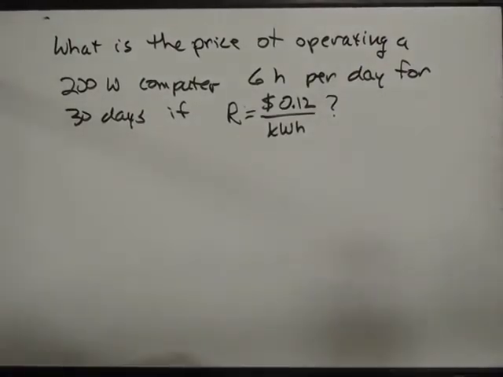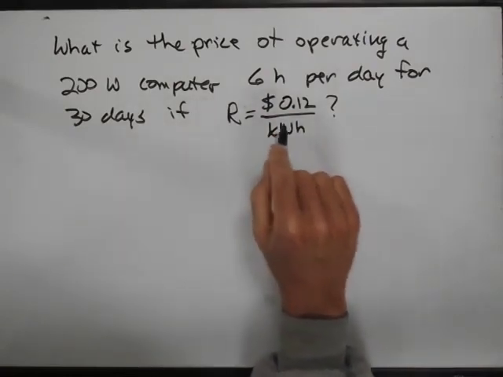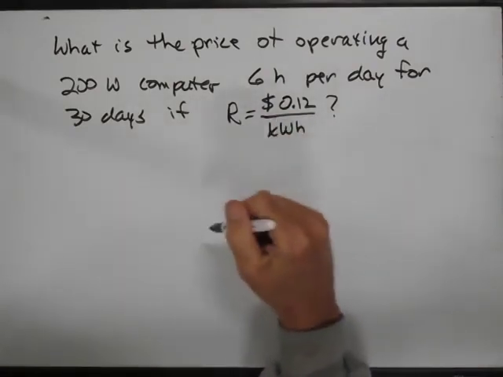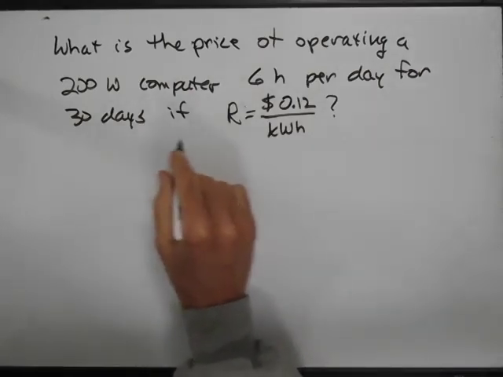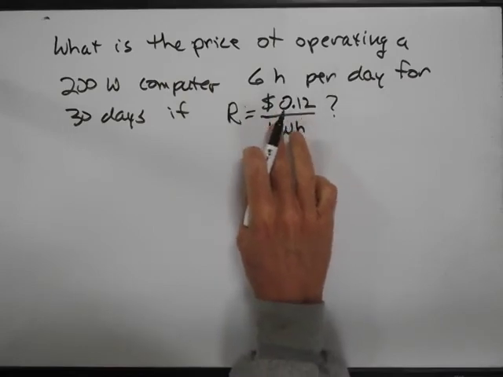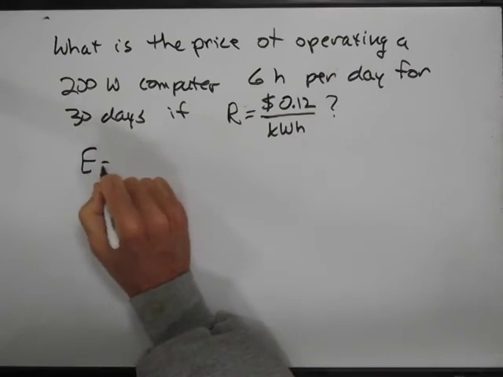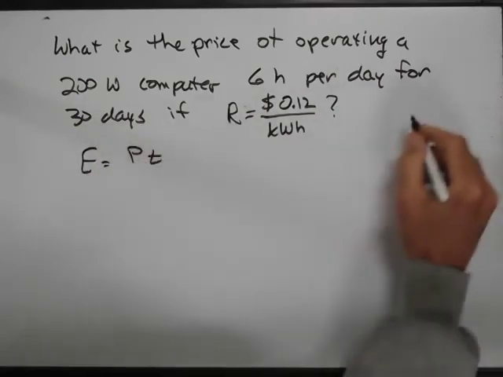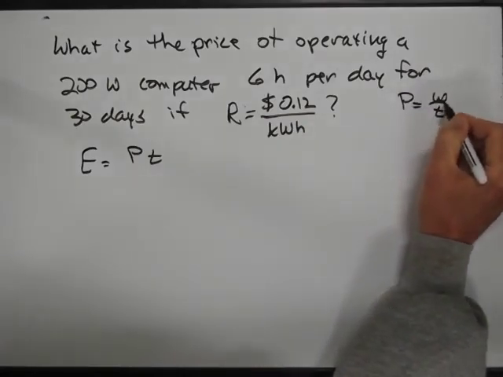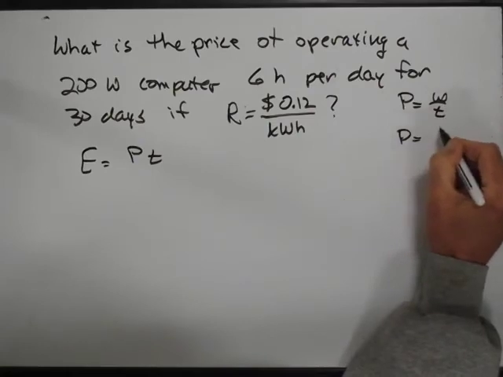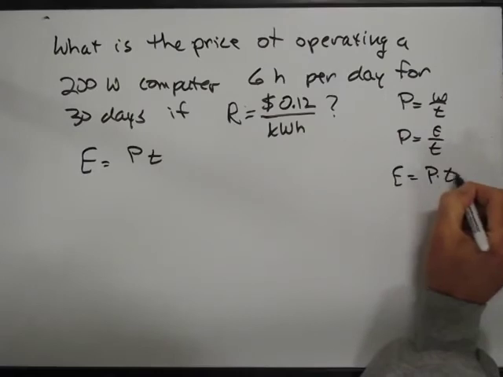So in this problem, we're going to ask, what's the price of operating a 200-watt computer 6 hours per day for 30 days if the rate or the cost is 12 cents per kilowatt hour, right? And so what you're paying for is the energy, right? It's the dollars per energy, and so we want to multiply this number by the energy to get the dollars, right? The energy we get is just the power times the time. This comes from the work equation, right? Power is work over time, but work is just a type of energy, and so you can just write that as power is energy over time, or energy is power times time, right?